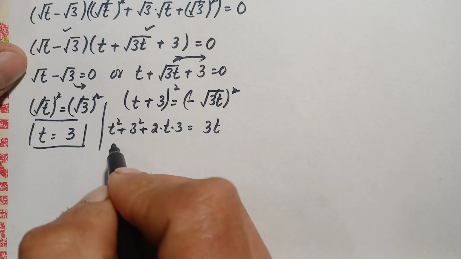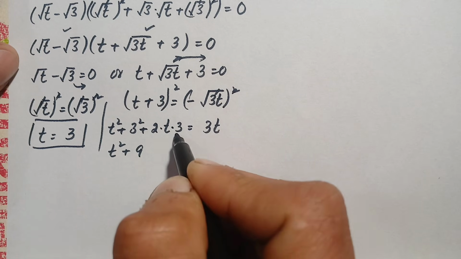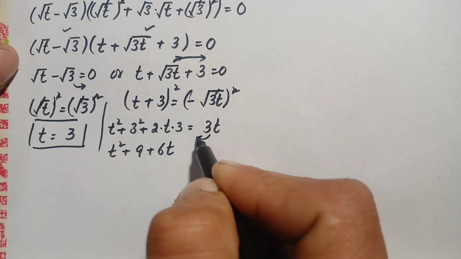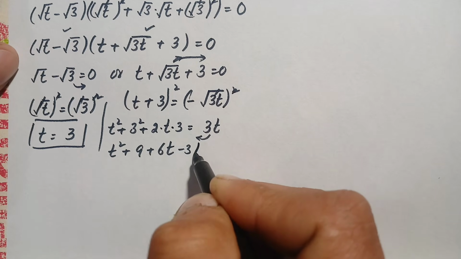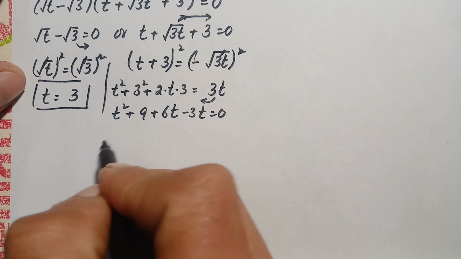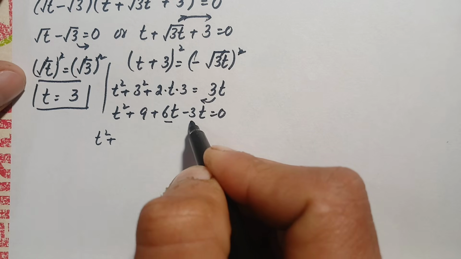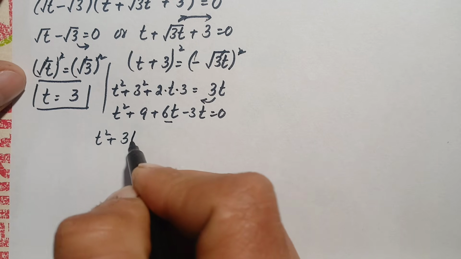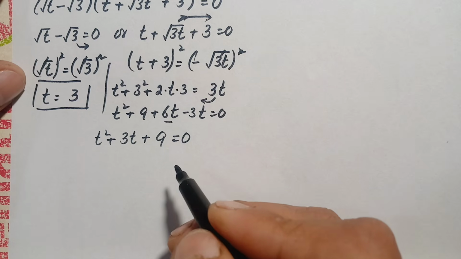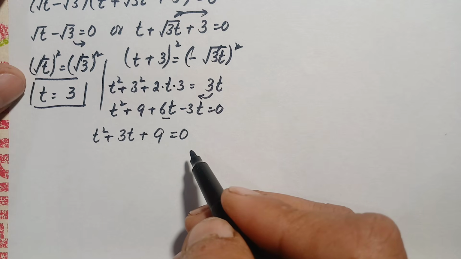So this is t square plus 3 square is 9, and this is 2 times 3 is 6. So this will become 6t, and here we will move this to the left hand side, so it will become negative 3t is equal to 0. So this is t square plus 6t minus 3t, which is simply 3t, plus 9 is equal to 0. Now this is a quadratic equation: t square plus 3t plus 9 is equal to 0.